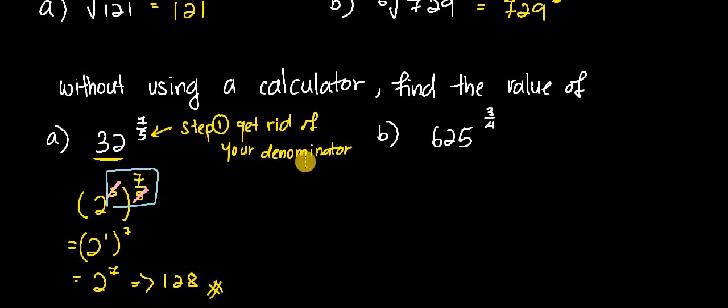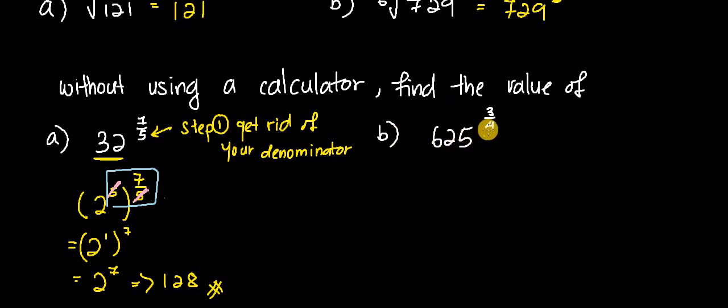Alright, so remember, in order for you to solve a fractional indices, your main goal is you must get rid of a denominator. And how do you do that? You look at the base number. Alright, you must think of what number that must be to the same power as the denominator here, that you will get back the base number. Now let's look at example B here.